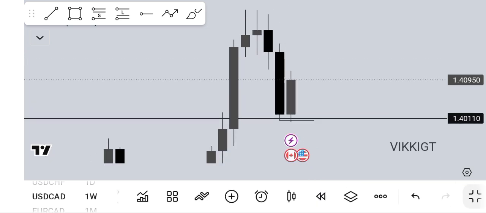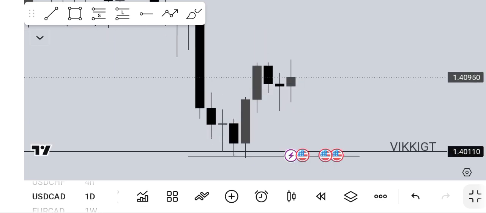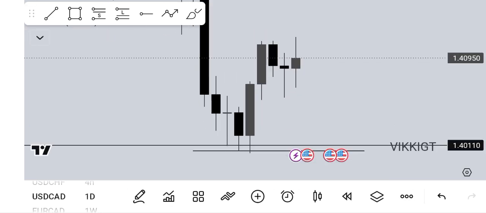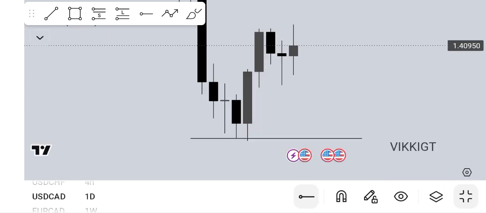So let's refine down to daily. Let's see if we have a daily breakout. So I can see we have a daily breakout to the upside.